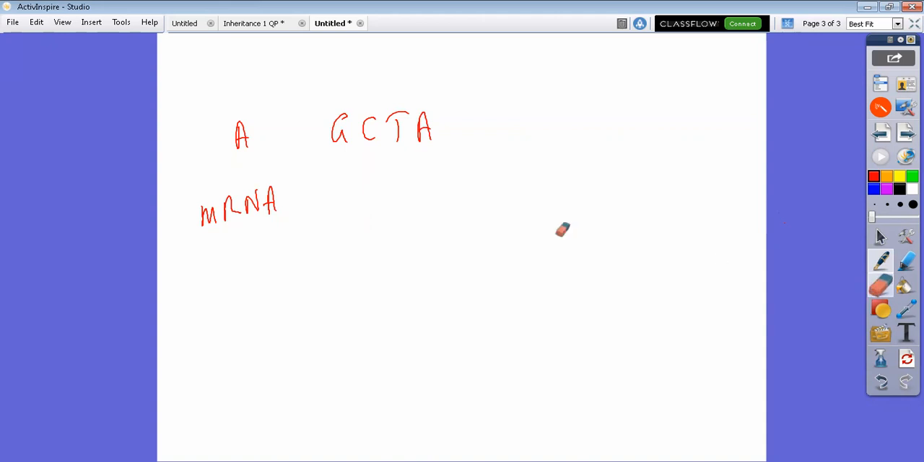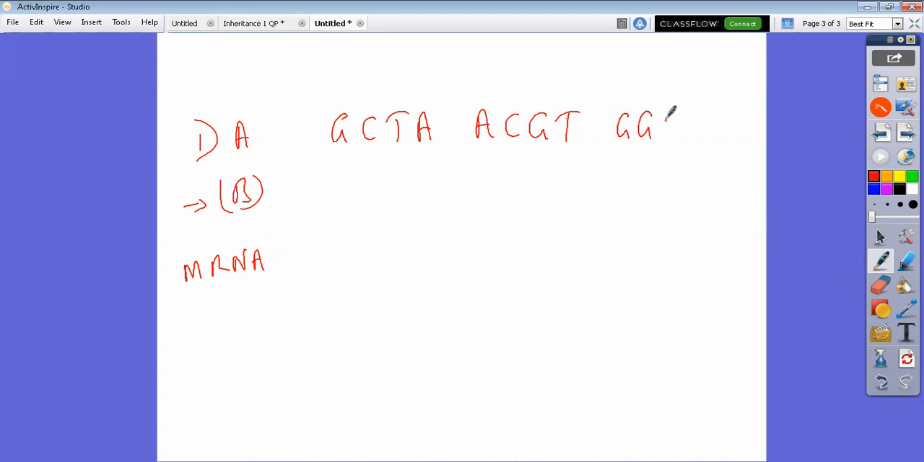Okay, hold on. Let's say this is molecule A, then this is B. After B, we want to look at if it was an mRNA. So I have this base sequence: A, C, G, T, then G, G, T, A, something like this. Now, who can tell me the base pairing here?